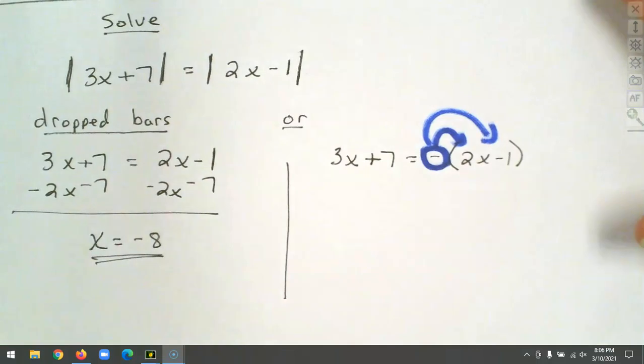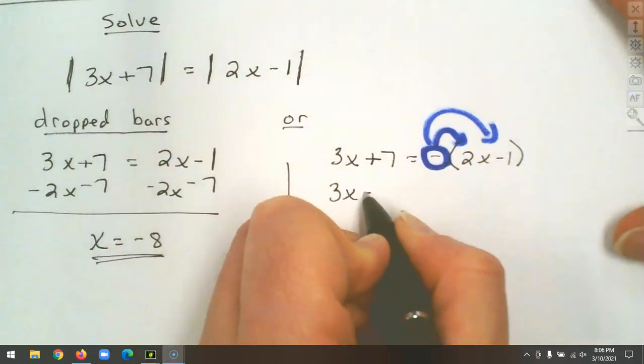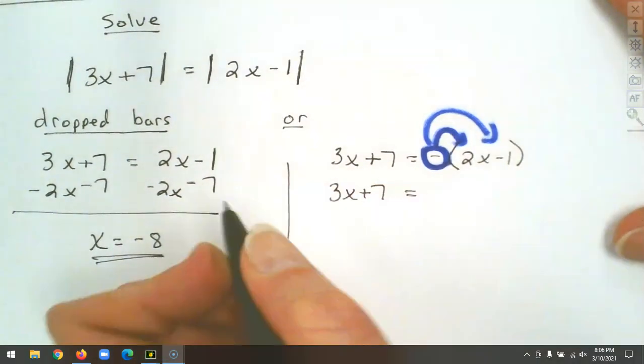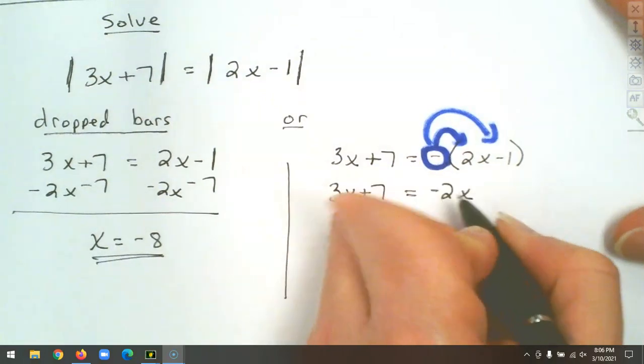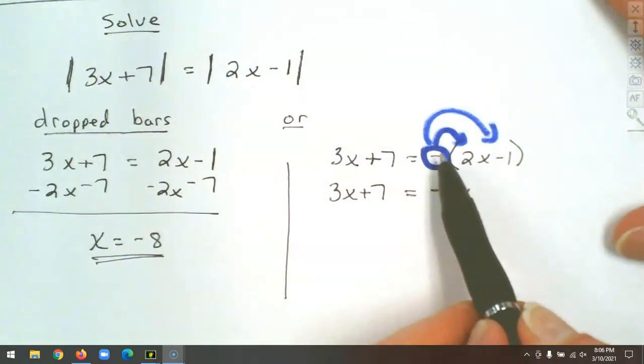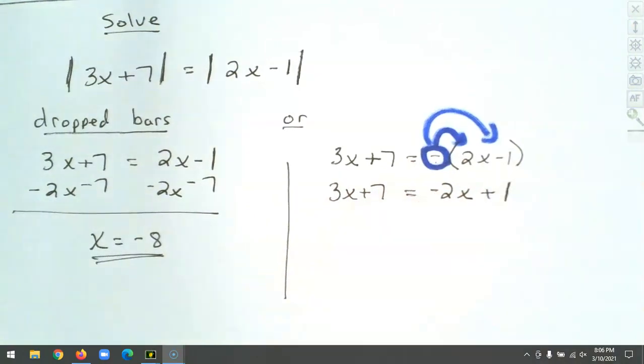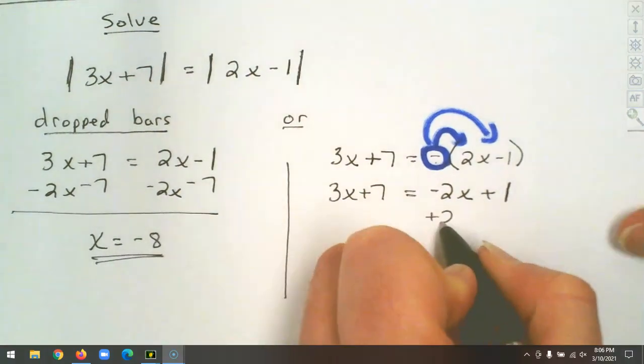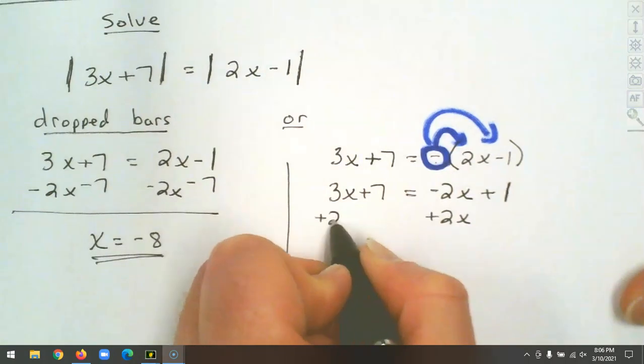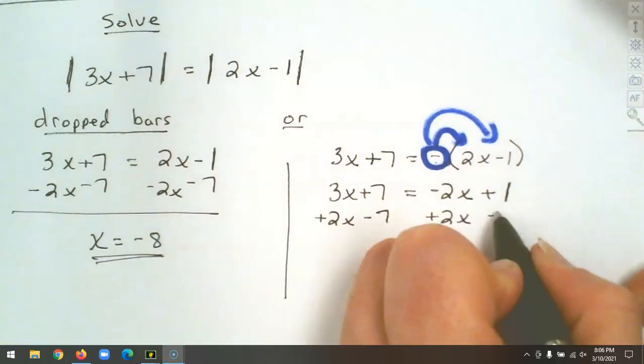The other one is going to be 3x plus 7 equals now a -2x. And watch your signs. Negative and negative makes it a +1. So we distributed that negative through. That changed our signs. Now we're going to go ahead and add our 2x to each side. And we're going to subtract that 7 as well.